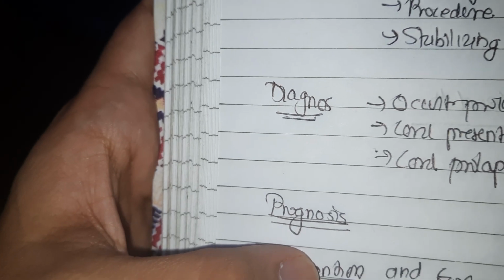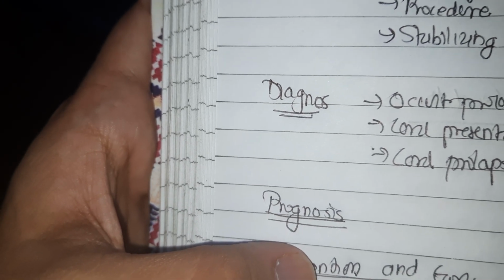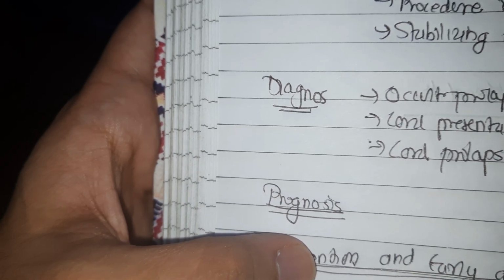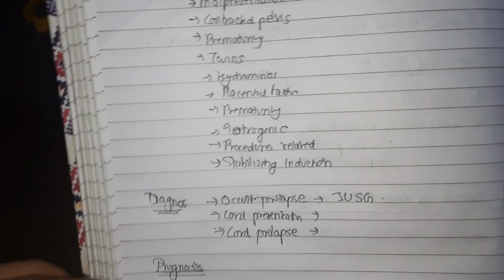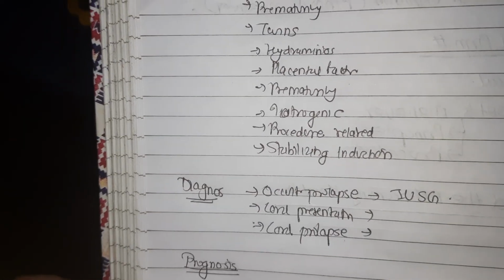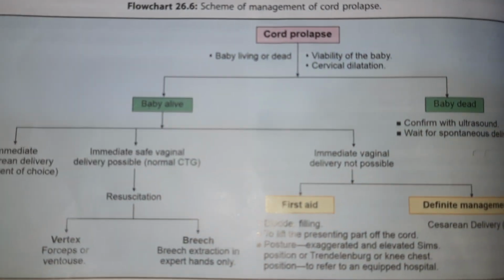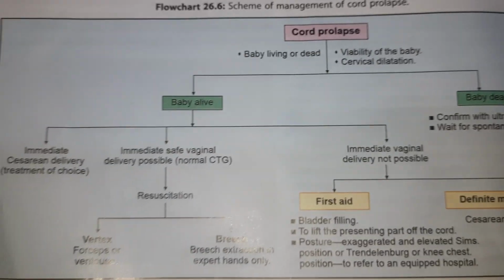And careful needling of the membrane and slow release of amniotic fluid can be performed until the presenting part is fixed against the cervix. Now we will talk about management of cord prolapse.